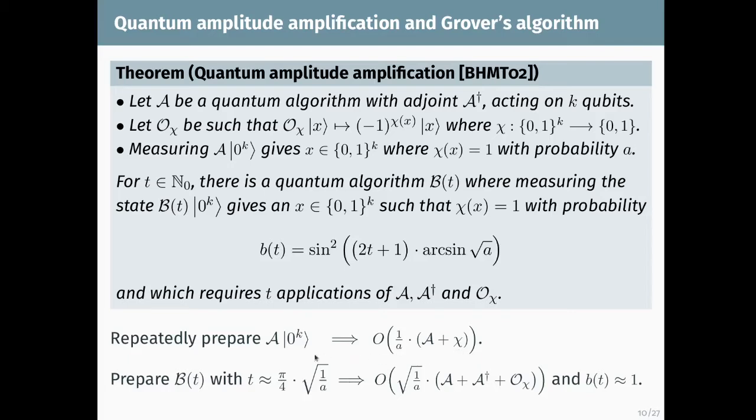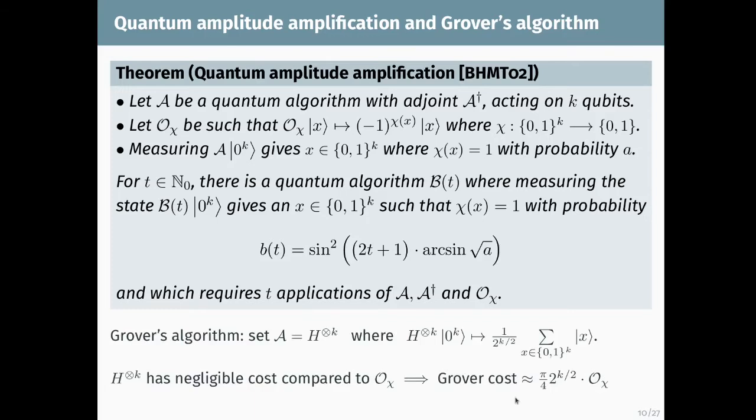But if we use quantum amplitude amplification and choose the special value of t here, then in order to measure an element that satisfies chi of x equals 1, we only require resources equivalent to the square root of 1 over A applications of A, its adjoint, and the quantum oracle based on chi.